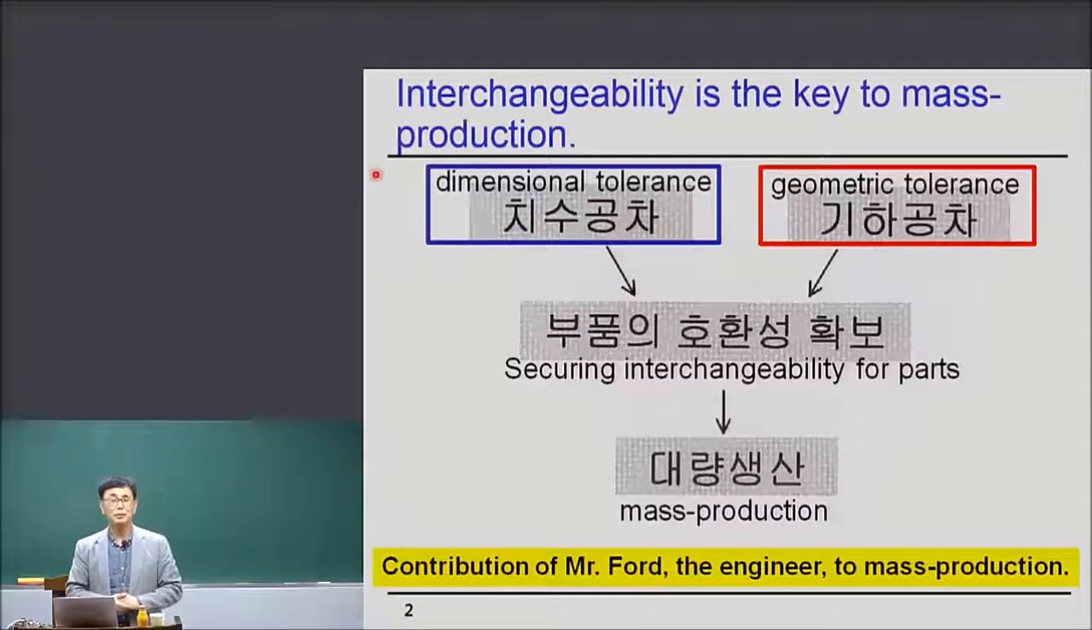So geometric tolerance is the key subject of today's lecture. With both dimensional tolerance and geometric tolerance, you can secure the interchangeability for parts, and then mass production is possible. So I would like to emphasize again that the contribution of Mr. Ford, who is the real engineer, to mass production is that he set up the system of tolerance, right? The conveyor system alone cannot realize mass production.